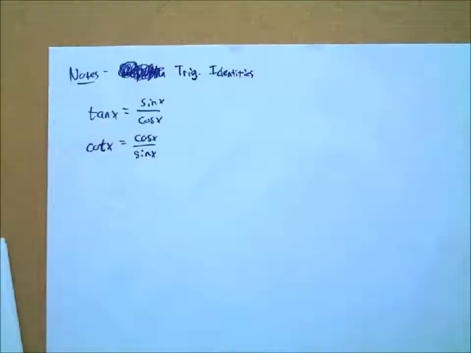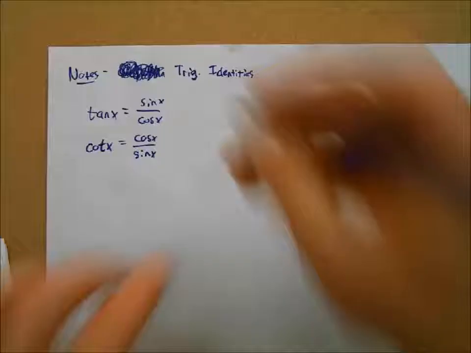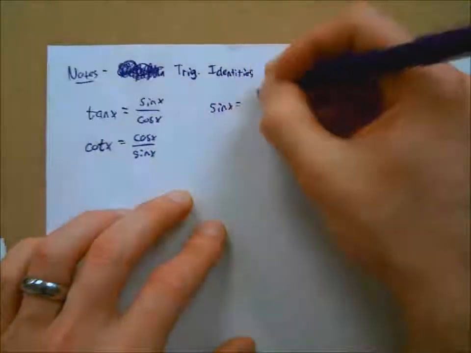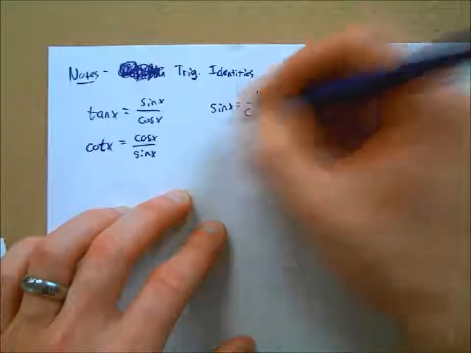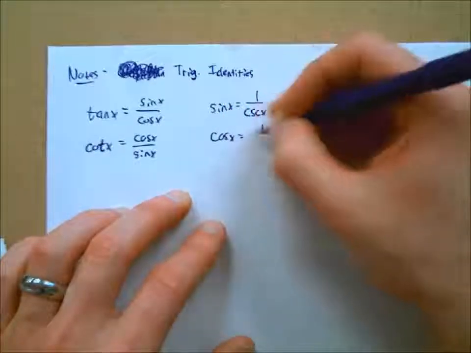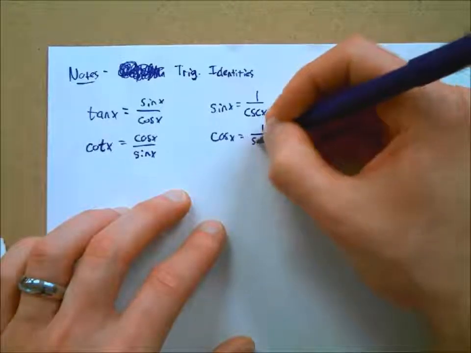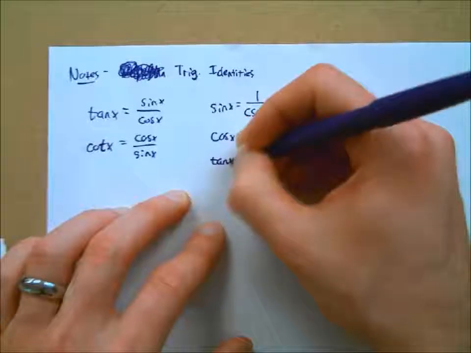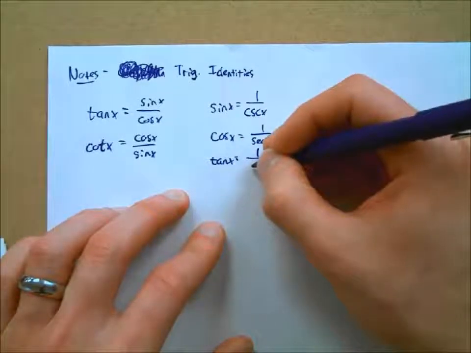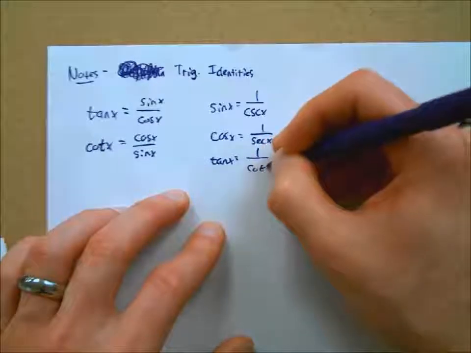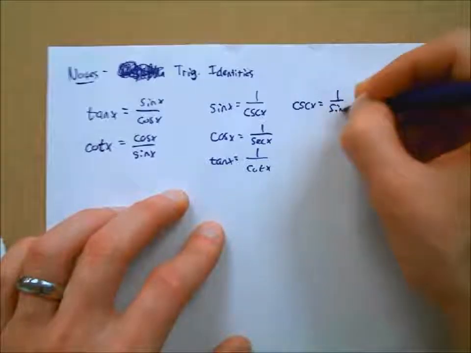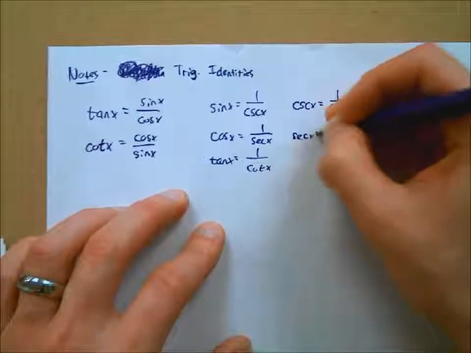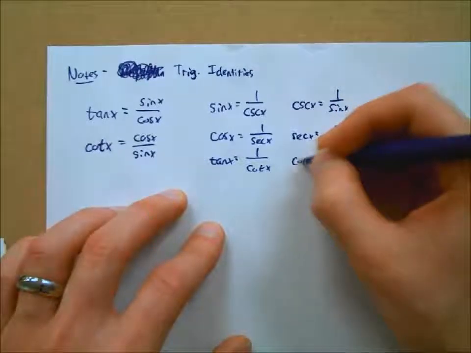We also have all of the reciprocal trig identities. So, for example, sine of x is 1 over cosecant x, right? Cosine x is equal to 1 over secant x, and tangent of x is equal to 1 over cotangent x, and then of course the ones we are maybe more familiar with. Cosecant is 1 over sine of x. Secant x is 1 over cosine x, and cotangent x equals 1 over the tangent of x.